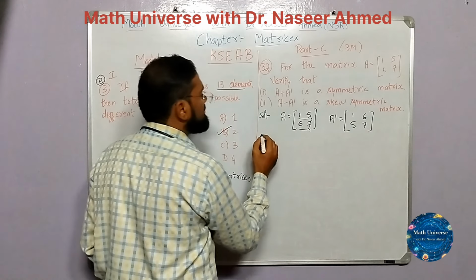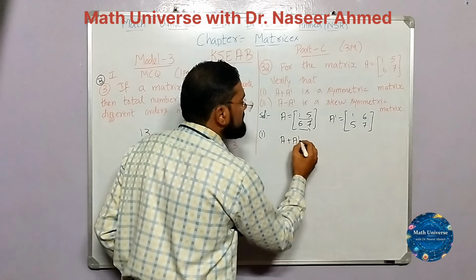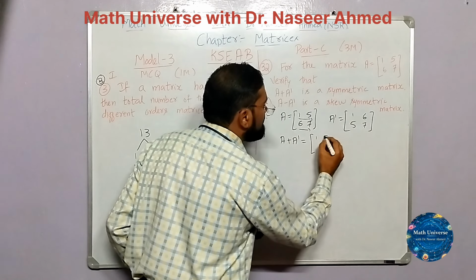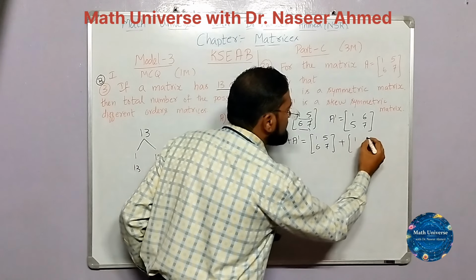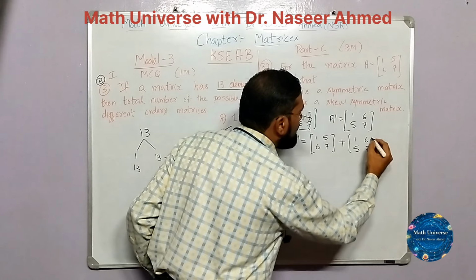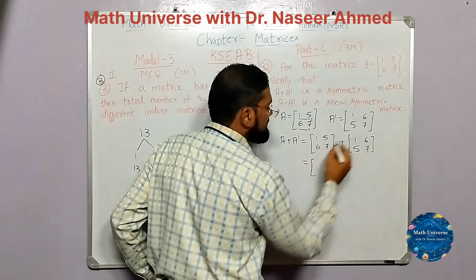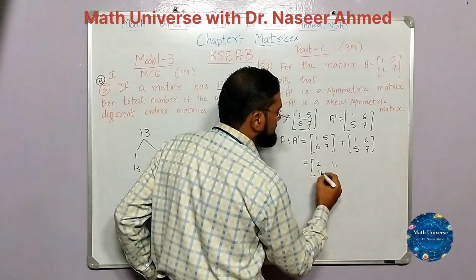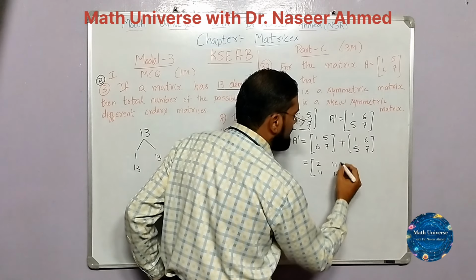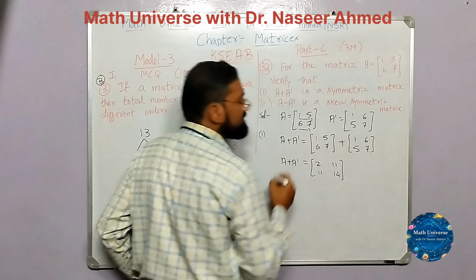Now we want to add. First part we are answering. When I want to add, we know how to add 2 matrices. First I substitute 1, 5, 6, 7 plus 1, 6, 5, 7. Now how are we going to add? Corresponding elements we are going to add. So 1 plus 1 is 2, 5 plus 6 is 11, 6 plus 5 is 11, 7 plus 7 is 14. This is A plus A transpose.